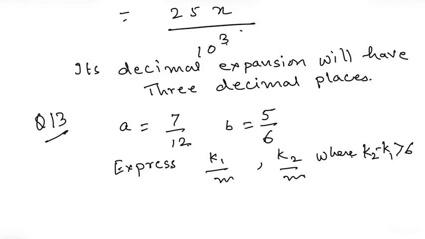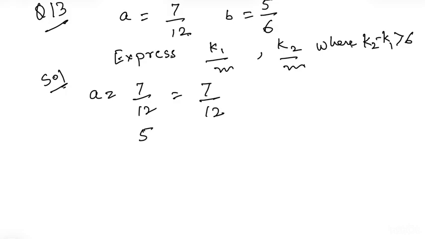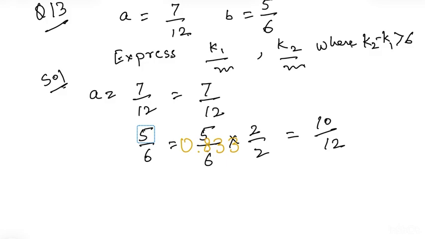Let me try this thing. A is equal to 7/12. LCM of 12 and 6 is 12. So this will remain as it is. And 5/6 is equal to 5/6 into 2/2. This is 10/12, right? Now 7/12, 10/12.